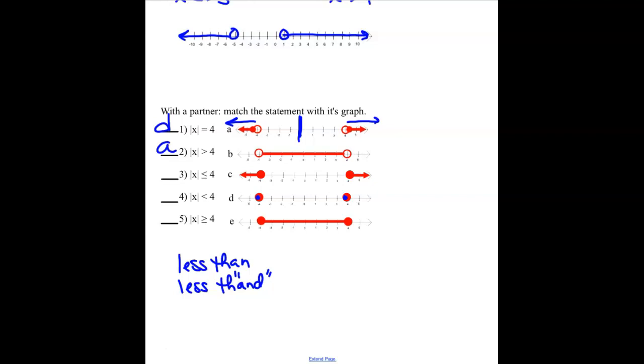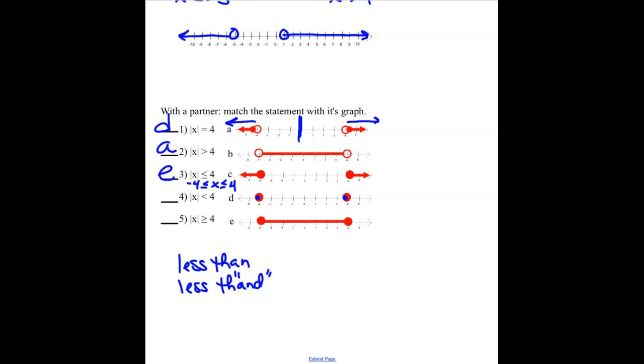So the absolute value of x being less than or equal to 4 means we have to be in between 4 and negative 4, which means we would need solid dots and shading in between those. That would be picture E.